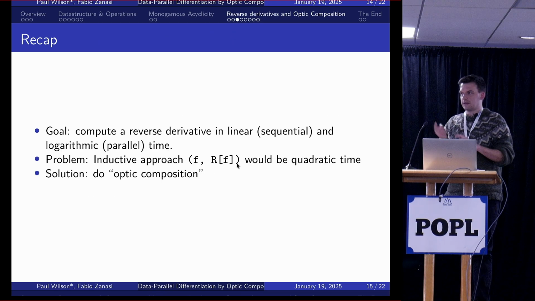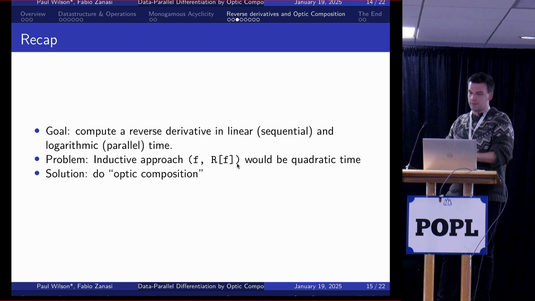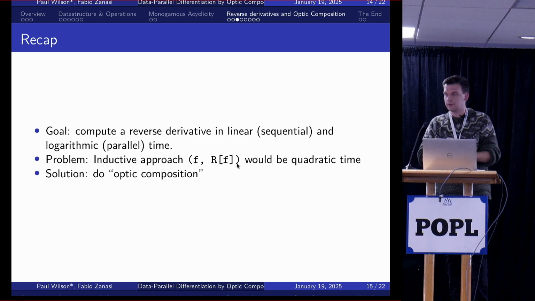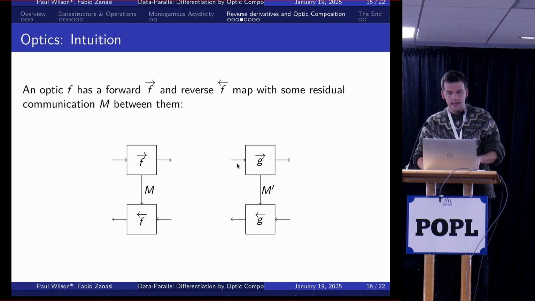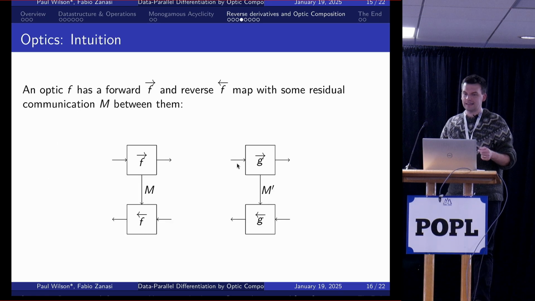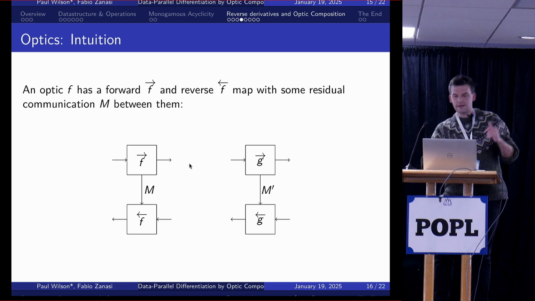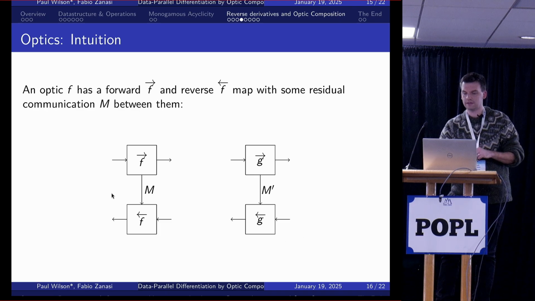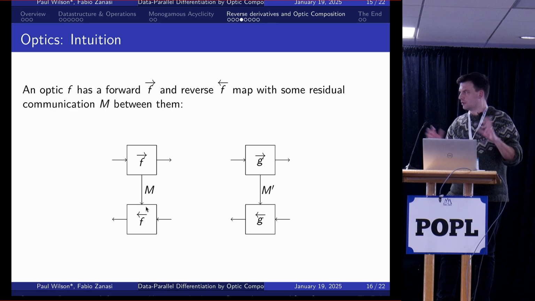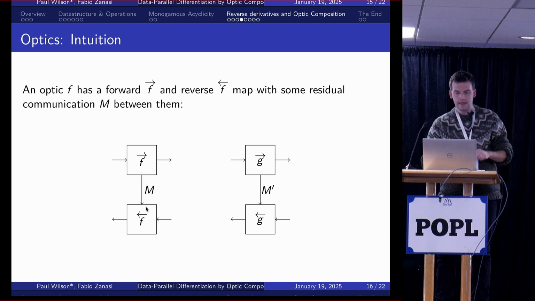So what we want is something which is linear time, or logarithmic, if we can get logarithmic in parallel. And we don't want to use this inductive approach. So we can use optic composition. And the intuition for this is, like I mentioned earlier, your data flows from left to right, and your gradients flow from right to left. So an optic has 3 things: a forward map, a reverse map, and this residual communication between them, M.